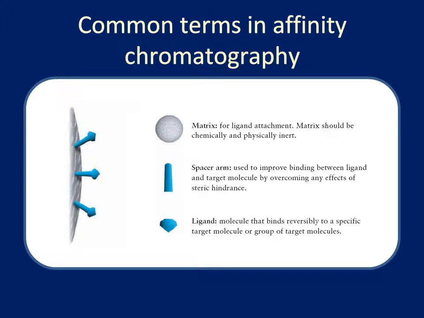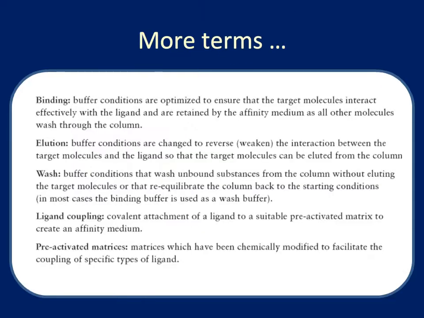from the matrix surface. We often call the molecule that's being bound to the resin that will then bind to the protein a ligand. Here that's shown as a blue triangle on the top of the chemical spacer that's attached to the matrix. Here are a few more terms used in affinity chromatography.